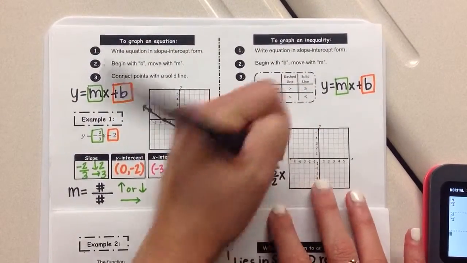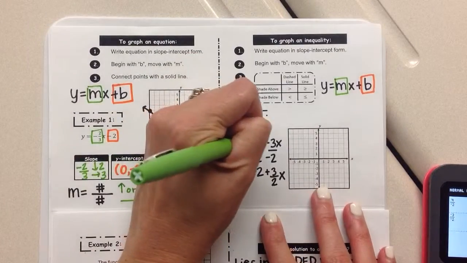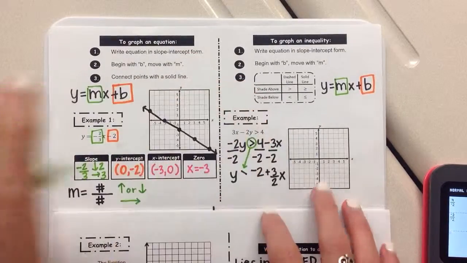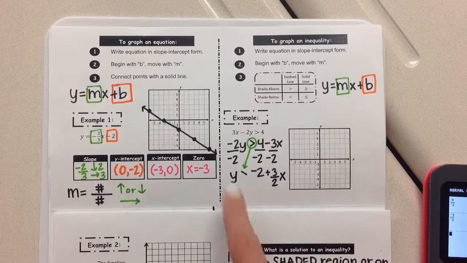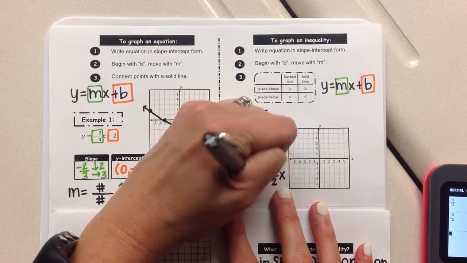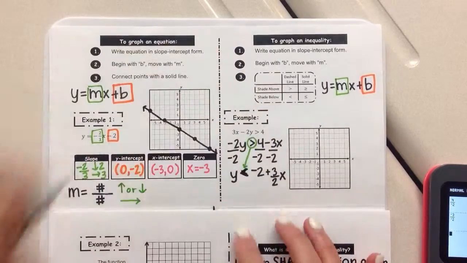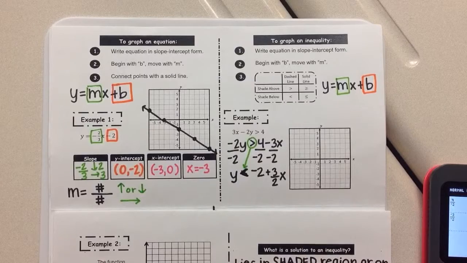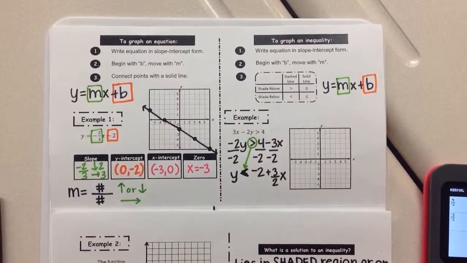And now I'm going to go back to my sign. Now remember, with inequalities, you have to check to see if your sign flip-flops. And if you divide by a negative, which we did, I need to flip-flop. So this is no longer going to be a greater than, it's actually going to be a less than. So I've got y is less than negative 2 plus 3 halves x.